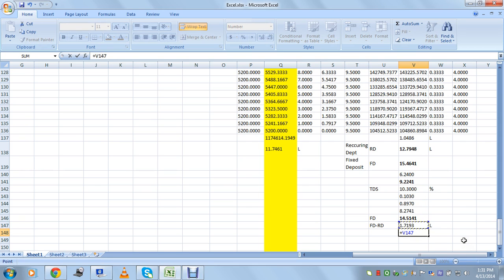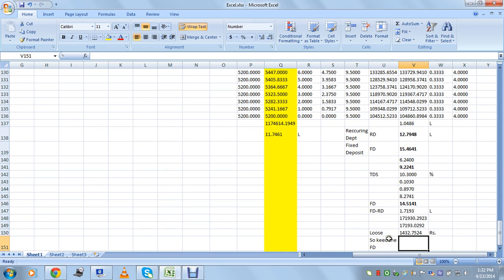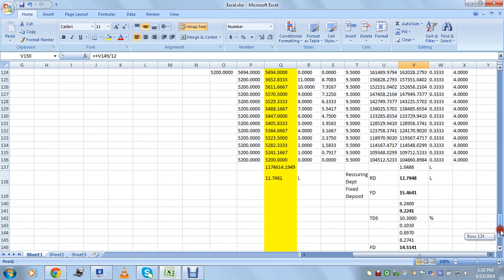Just calculate that. Just multiply this back into the lakhs amount and see over a period of 10 years. For each year you lose this much amount, and for each month you lose 1432 rupees. For each month, this is the amount you lose if you convert an FD to RD. So keep the FD. People always go for preparing an RD chart just to compare this one. Don't lose this much amount per month.